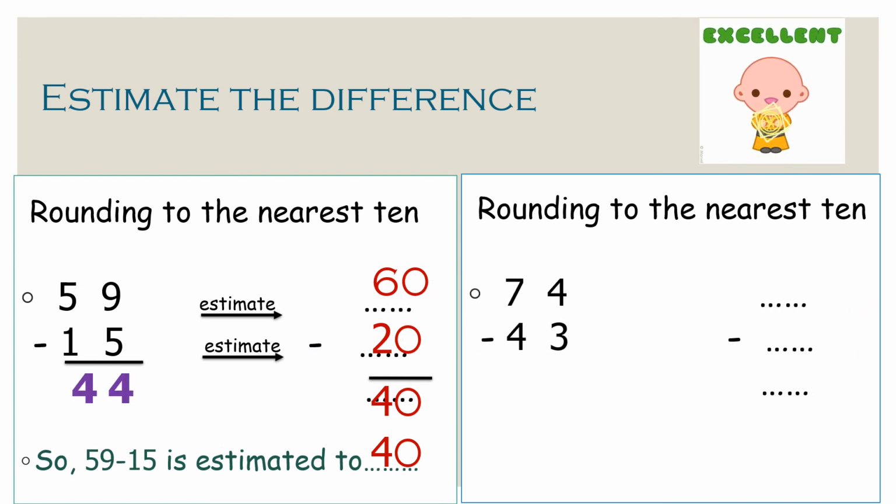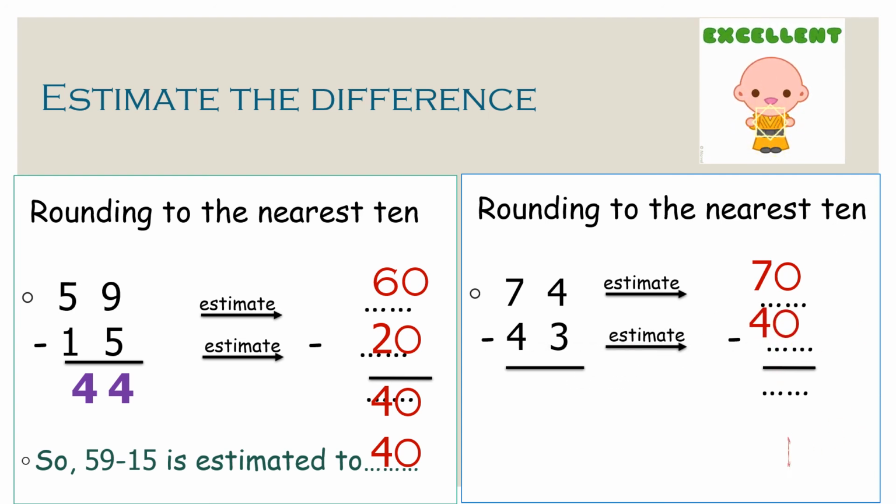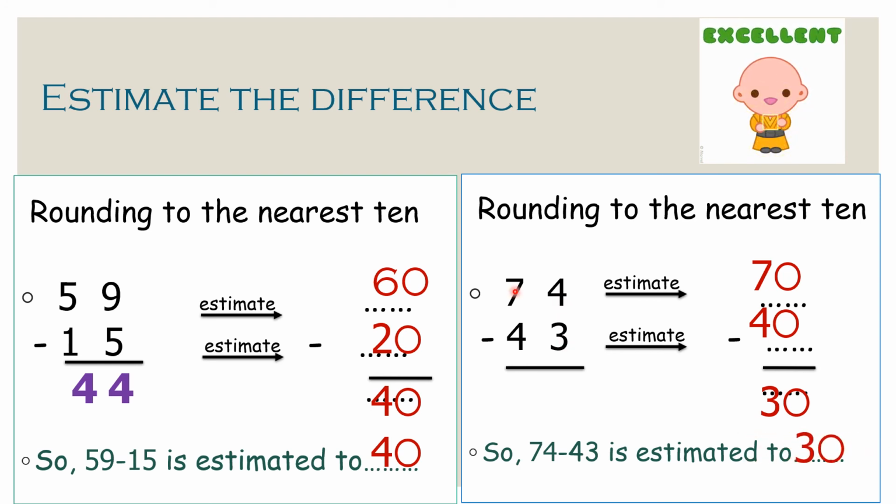Our last example. Here it is. Work. You finish before I do. Yalla, hurry up. Yes. 74. Estimated value is 70. 43. The estimated value is 40. Round down here and round down here because the 4 and the 3 round down. So now it's 30. So the estimated value is 30. How about the real value? Let's find 4 minus 3 is 1, and 7 minus 4 is 3, and this is close.